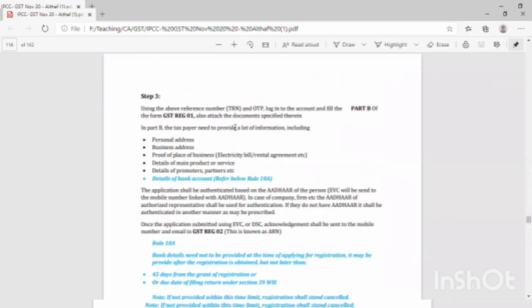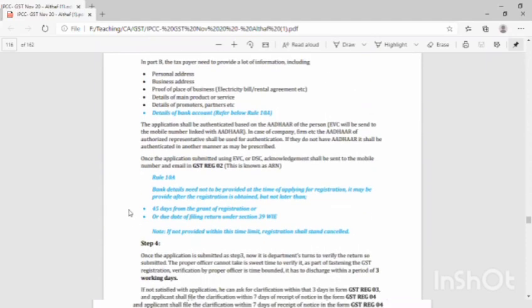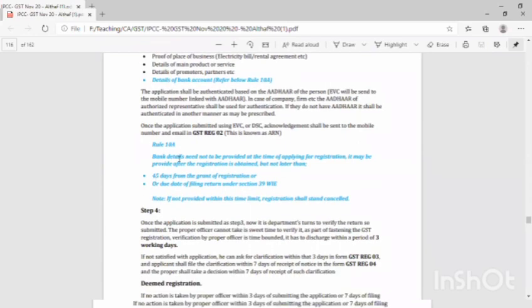Earlier, while submitting the registration application, we had to submit the bank account details forthwith. Forthwith means at the moment you are uploading the registration application, you had to provide the bank details also. But now rule 10A says that you don't have to provide the bank details when you are applying for the registration. After you get the registration, only then you are required to submit the bank account details. The time limit is 45 days from the grant of registration or the due date.